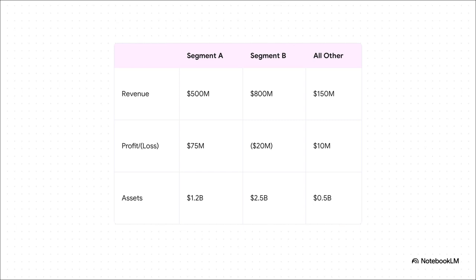And this table right here shows you exactly why this is a game changer. Just look at segment B. It brings in the most revenue by far, $800 million, but it's actually losing $20 million. Meanwhile, the smaller segment A is quietly driving the profits. Without this breakdown, all you'd see is the total profit of $65 million, and you would completely miss the real story happening under the hood.